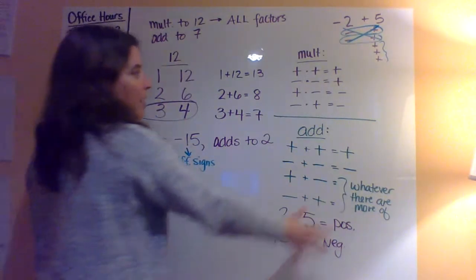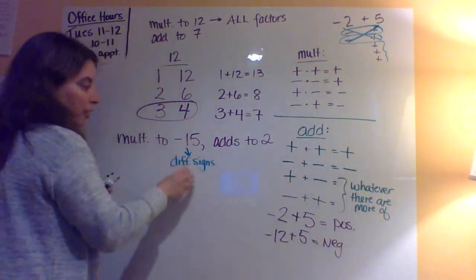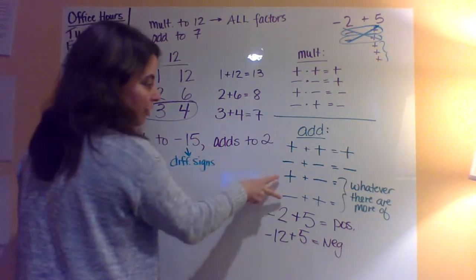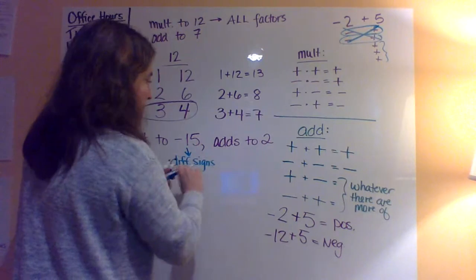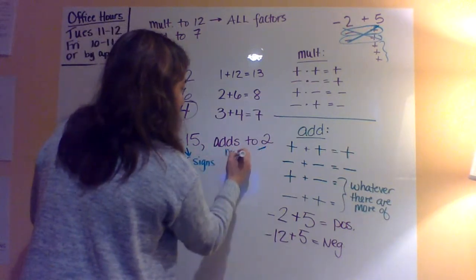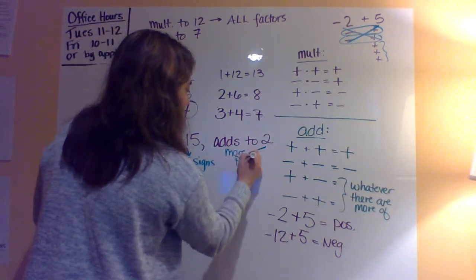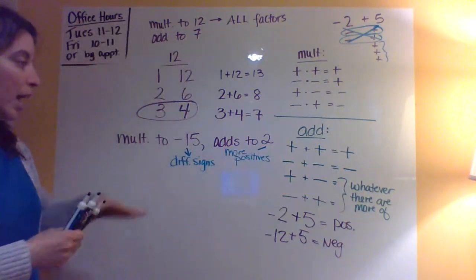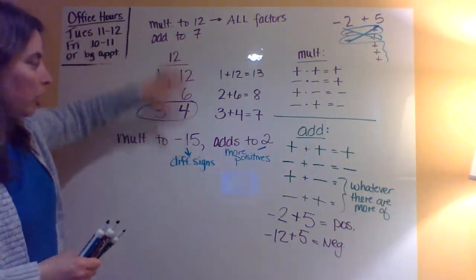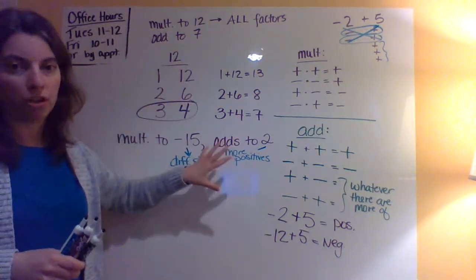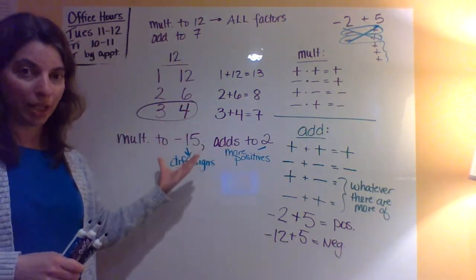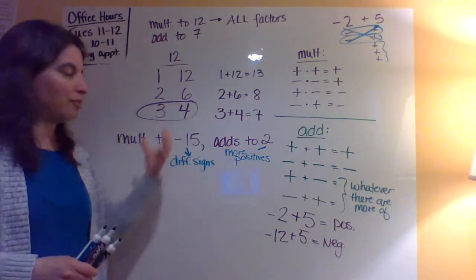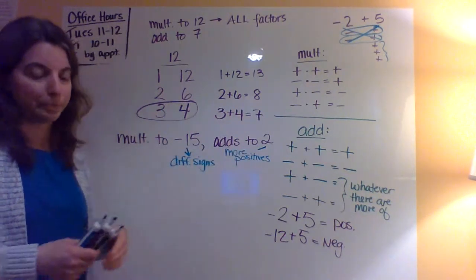Okay, so we think about all this. We know from this that my signs are different. I'm adding two numbers with different signs. If they add to a positive, it must mean there are more positives. So this is going to help us when we're looking at our list of possibilities, figuring out which pair multiplies to -15 and also adds to 2.